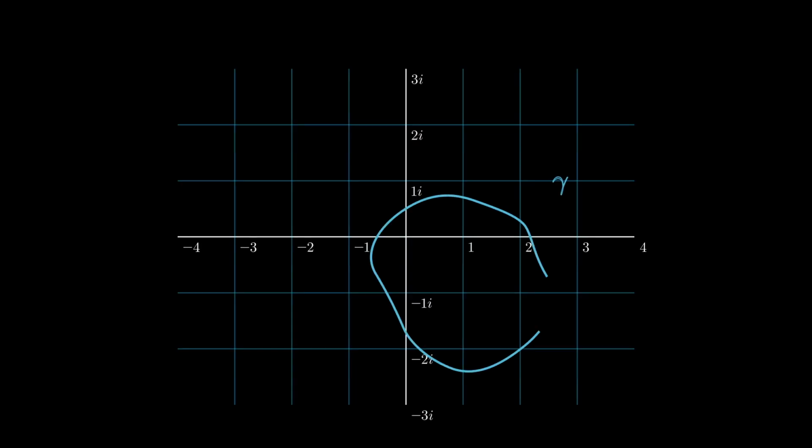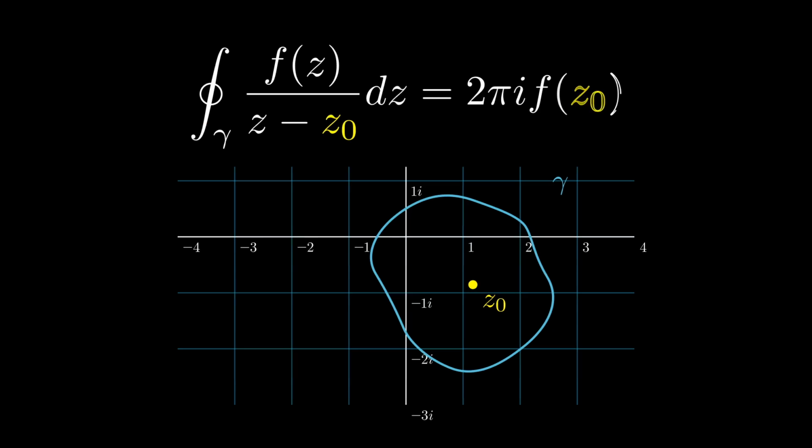Here is the magic trick. The Cauchy Integral Formula says that if you have a holomorphic function f(z) on a closed loop gamma, then the integral of f(z) divided by z minus z0 around that loop is simply equal to 2 pi i multiplied by the value of the function at z0, and that's it.